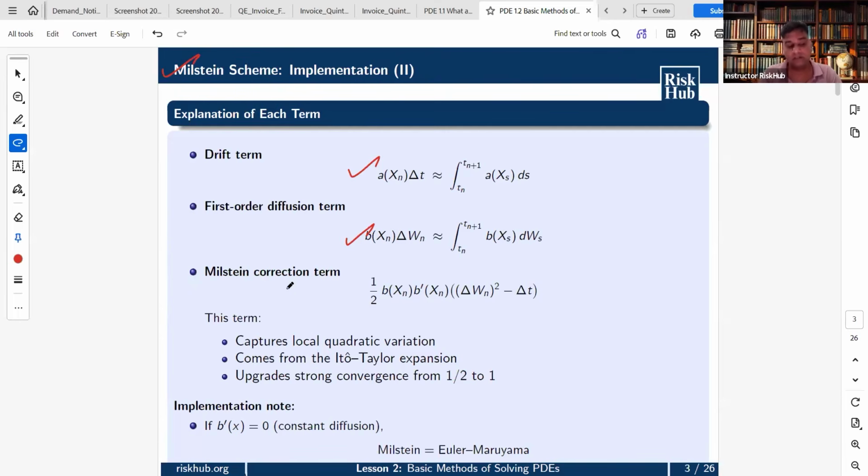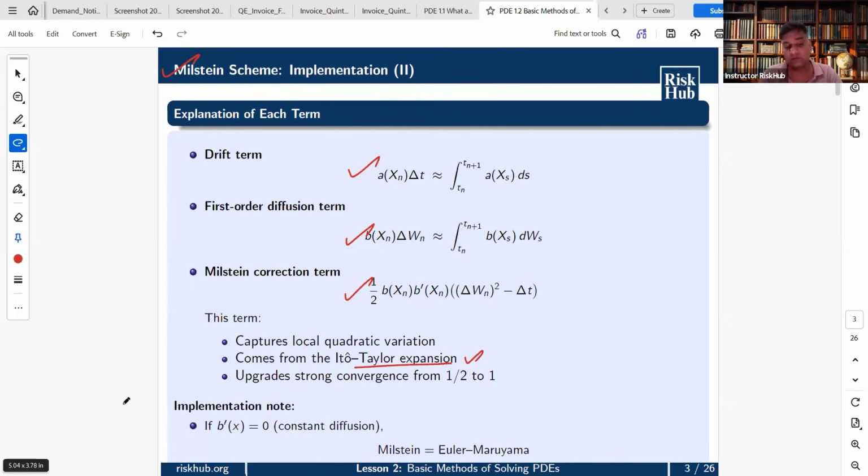The diffusion approximation is given by b(X_n) ΔW_n, which approximates the integral of b(X_s) dW_s from t_n to t_{n+1}. That is the stochastic part. The Milstein correction is also given, this part. This correction comes from the Ito-Taylor expansion, right, which is given here. In simple words, when volatility depends on the state variable, the path does not move linearly. The Milstein term adjusts for that curvature.